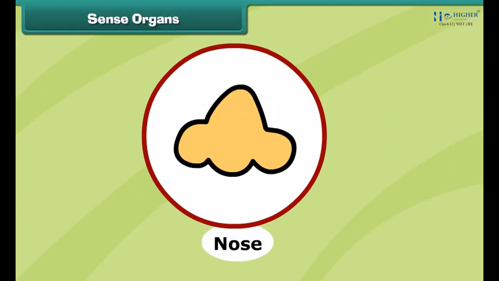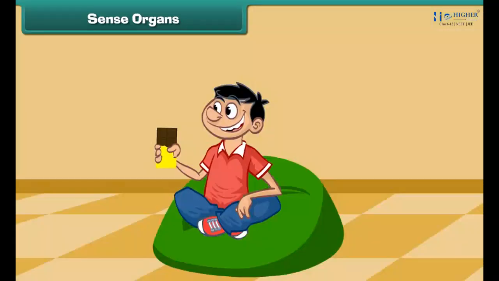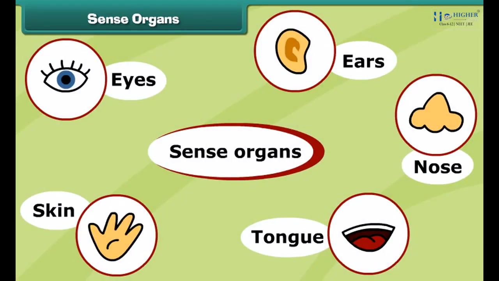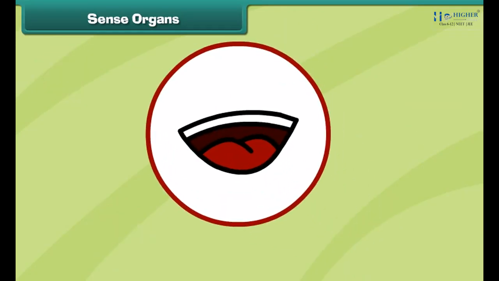We can smell various good and bad odors with the help of our nose. We all like to eat chocolate because it's good in taste. But which sense organ is responsible for it? That organ is our tongue, which is helpful to chew, swallow, talk and sing. We can also taste various foods with the help of our tongue.